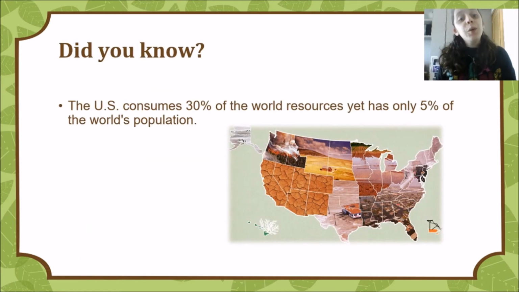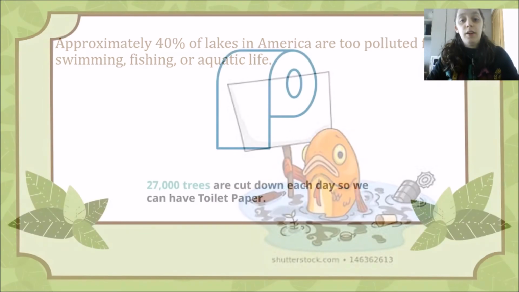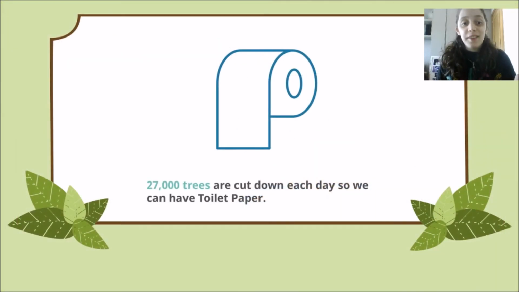Did you know the US consumes 30% of the world resources, yet has only 5% of the world's population? So think about it, like 5% of the world's population, but 30% of the world's resources. And approximately 40% of lakes in America are too polluted for swimming, fishing, or aquatic life. And I was surprised by this number.